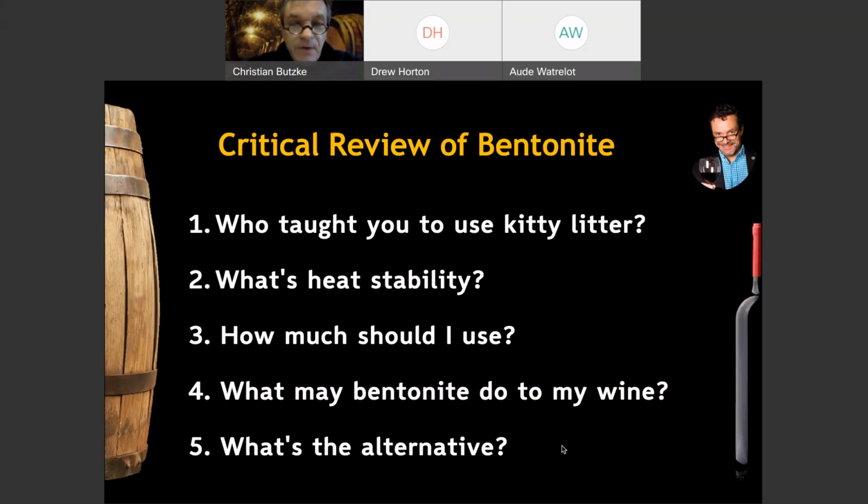And so some of the practices and some of the methods that we're using to test the wine for stability relate to things that the wines should never see, and heat is one of those things. How much should I use?